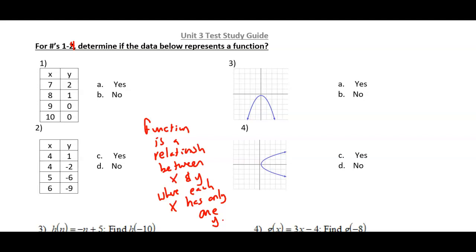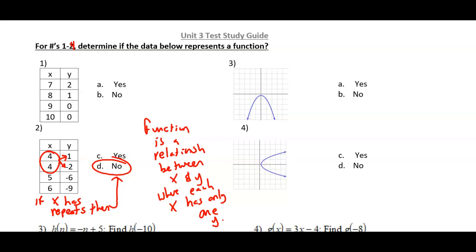When it comes to looking at a table, you could tell by looking at the x column and seeing if there's any repeats. See how that x value is a repeat? That means that the value of x equals 4 has two different y values. If x equals 4, you get 1. But if x equals 4, then you get -2. So the answer is no, that's not a function. So the shortcut is if x has repeats, then it's not a function. But if x doesn't have any repeats, then it is a function.